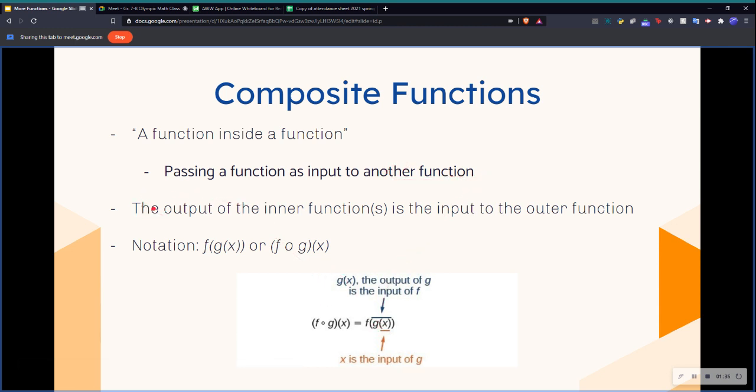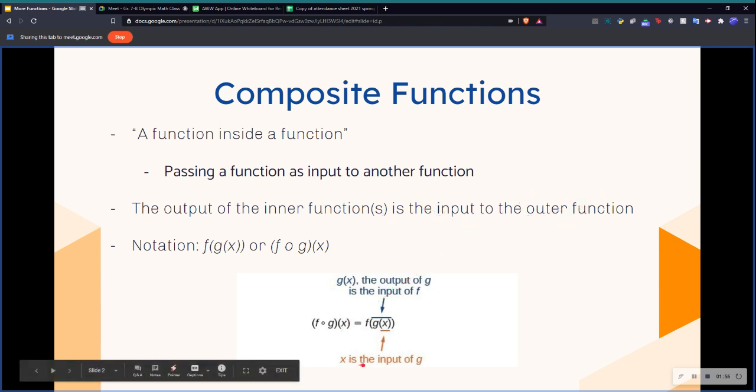And basically how this works is that you can also have multiple functions inside a function. It's not necessarily just one function inside a function. You can have three or even four or more. Yeah, it's crazy how much you can go. So the output of the inner functions is the input to the outer function. And this is the notation of what it looks like.